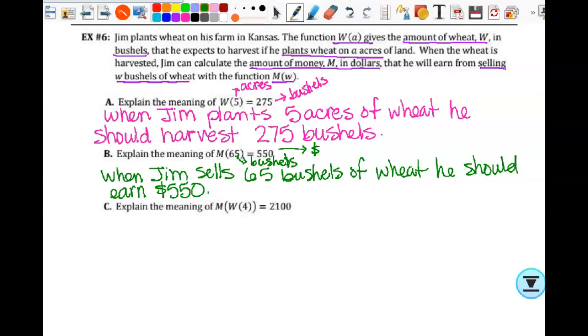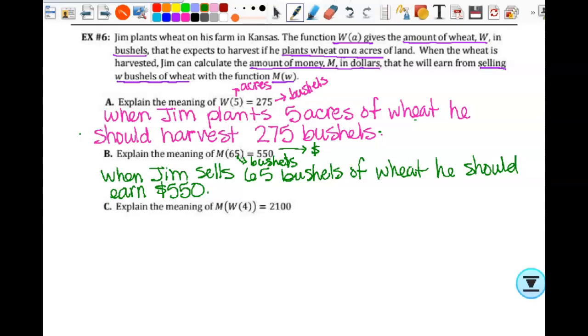So I said when Jim sells 65 bushels of wheat, he should earn $550. Could I have said that Jim will earn $550 if he sells 65 bushels of wheat? Right? I could have said it that way. Make sure you don't just say bushels. You have to say bushels of something, right? I just said bushels right here because I had already stated wheat. So just make sure that you're clear on what you're saying. Any questions about what you may or may not have written? We're all good. You at least basically say that. We're fine. Okay.